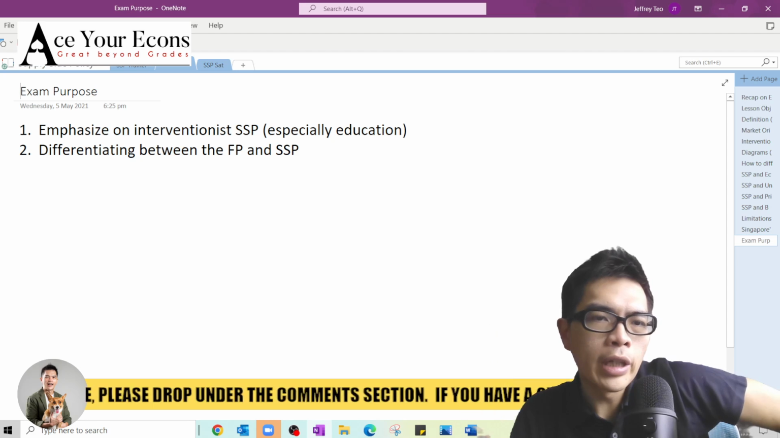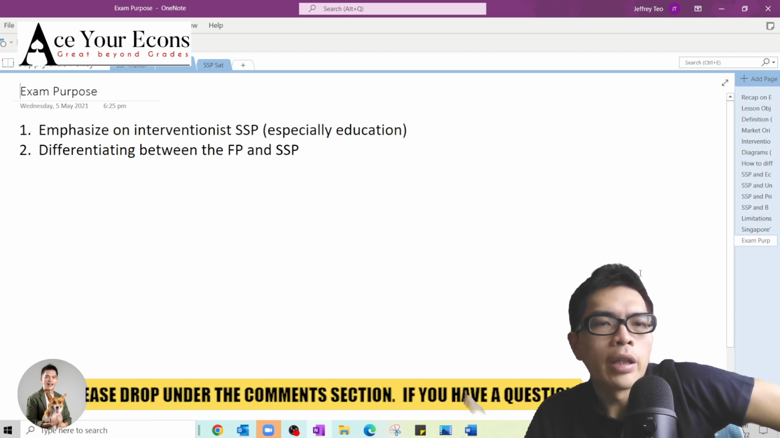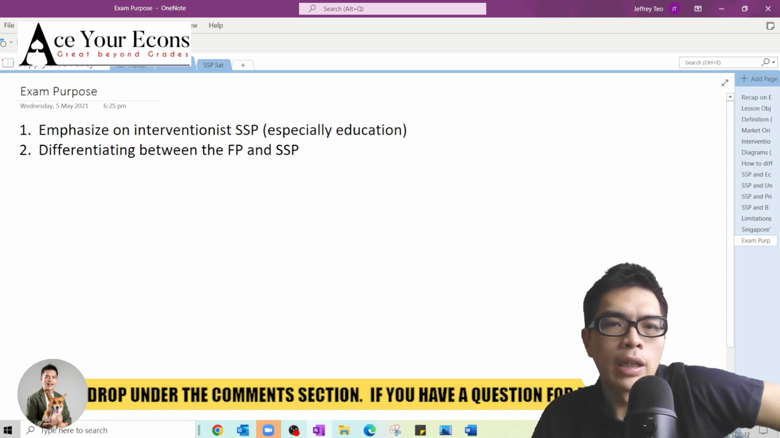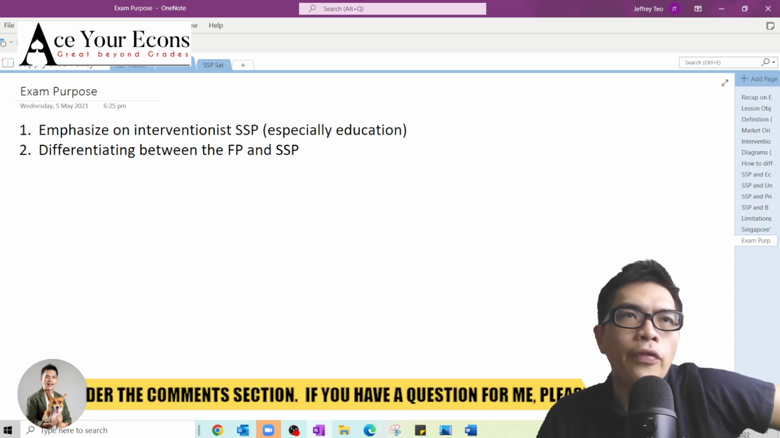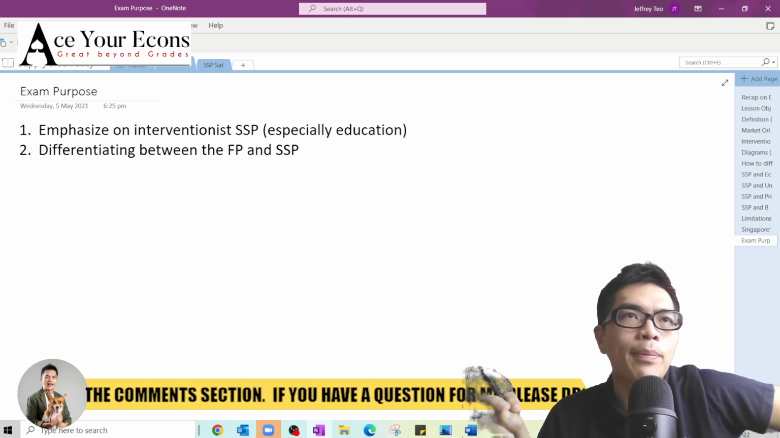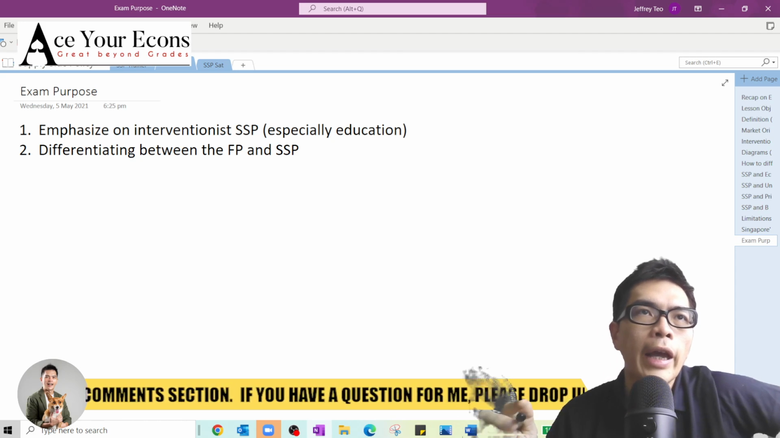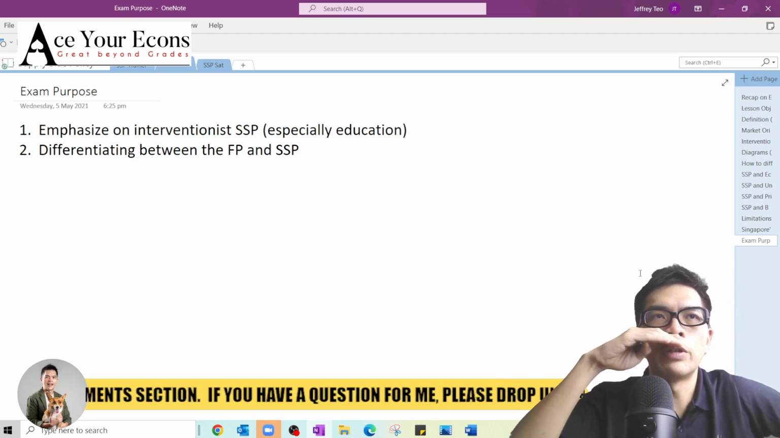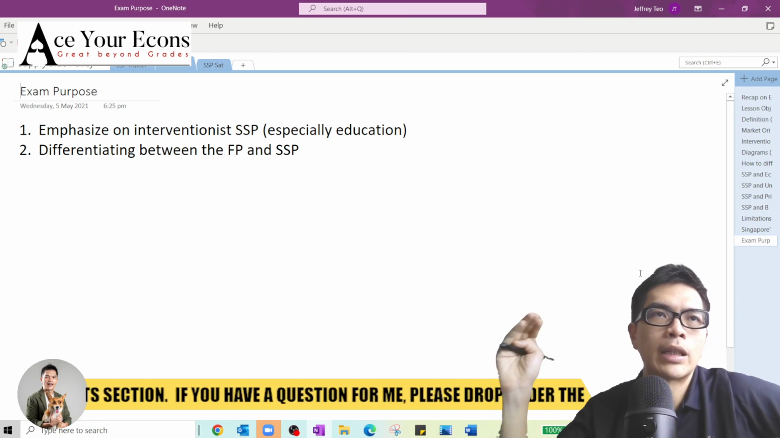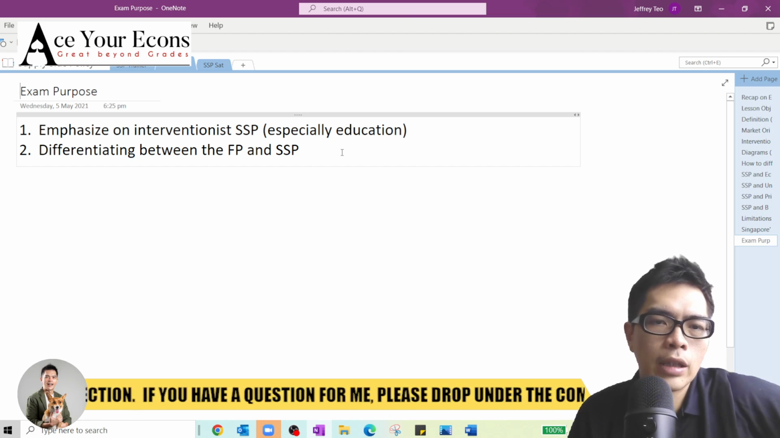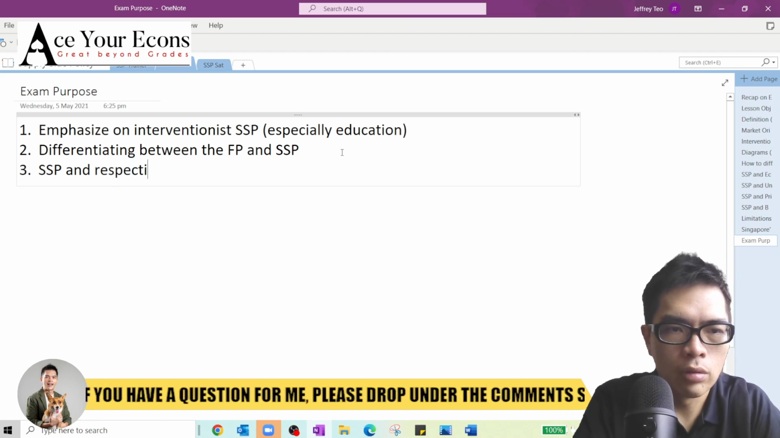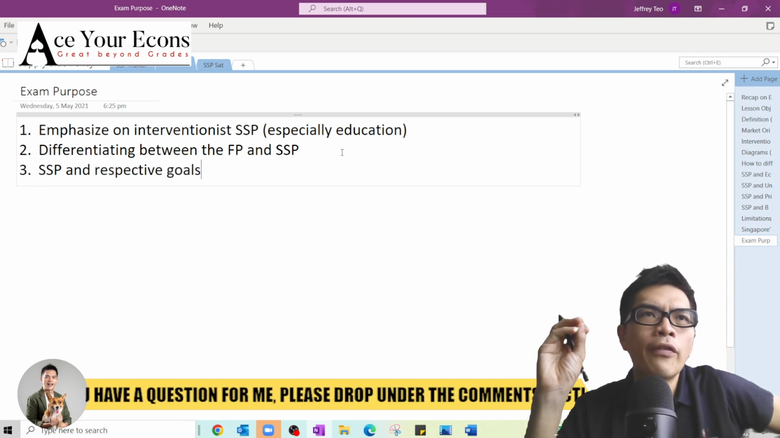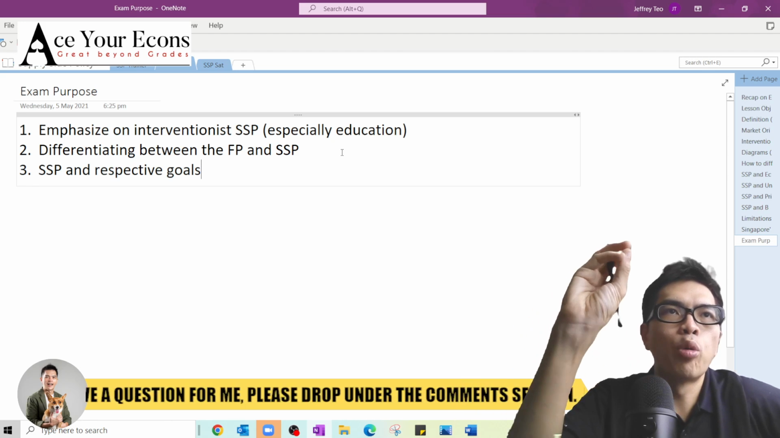So to quickly sign off, the emphasis of supply side policy is on education. You have to differentiate between fiscal and supply side policy, and you need to systematically relate supply side policy to the respective goals. Maybe I'll add this in: SSP and respective goal. And whatever goal you have in mind can be broken down.